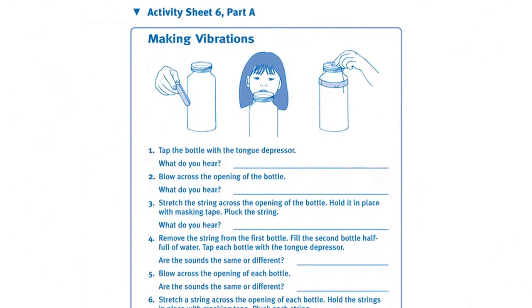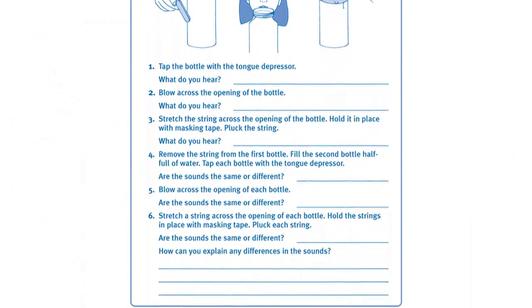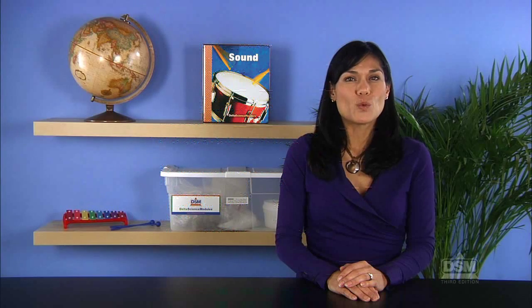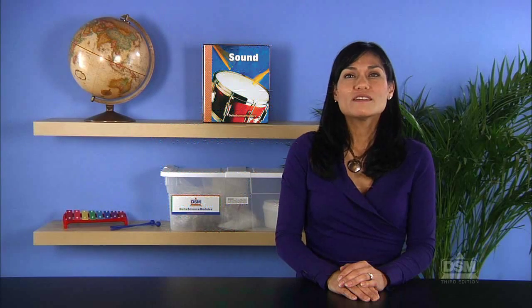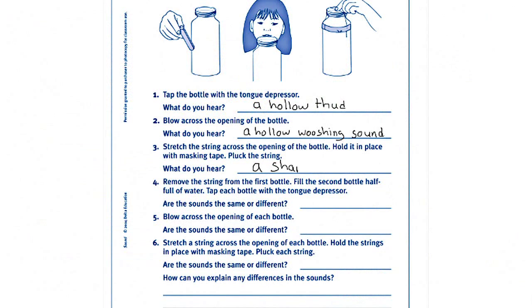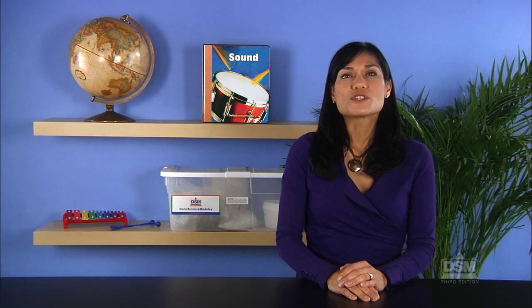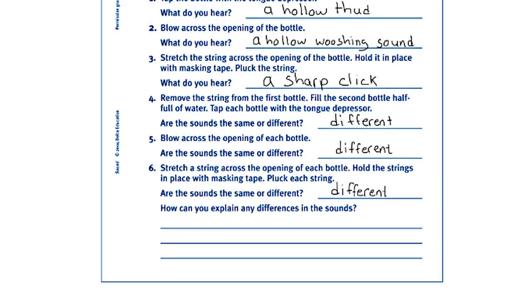Next, give each student a copy of Activity Sheet 6, Part A. Review the directions in steps 1 through 3. Give students time to follow the directions and record their observations. Then, review the directions in steps 4 through 6. Have the students complete the steps and record their observations. Tell them to answer the last question. Discuss the students' observations with the class.